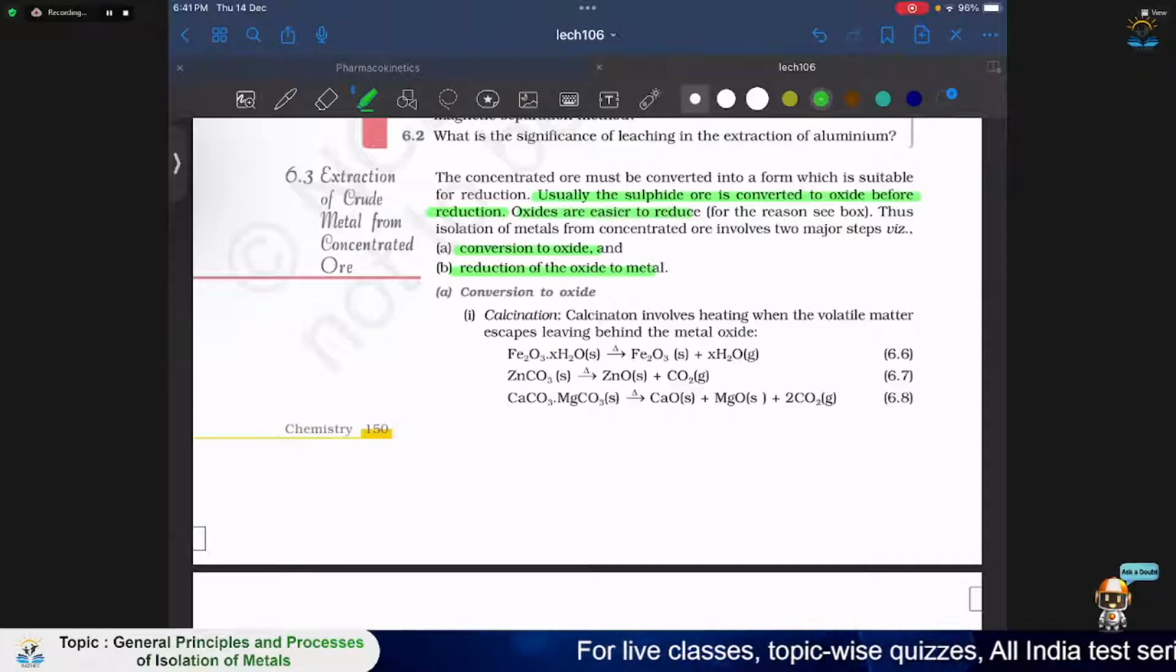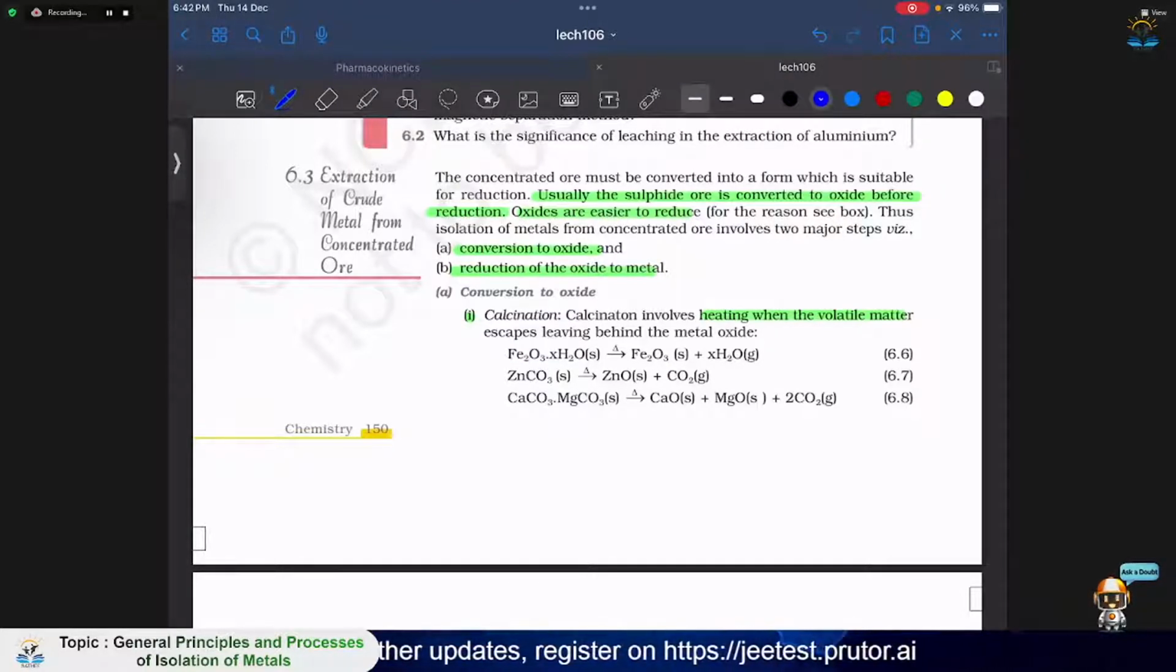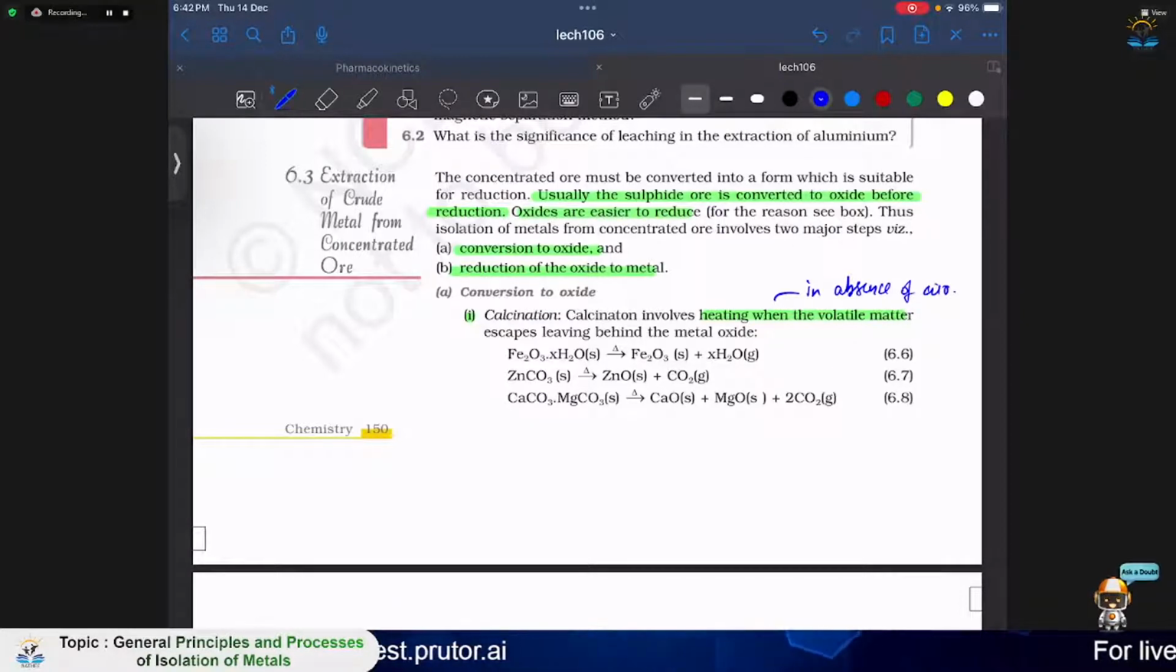First is, how do you convert things to oxide? The first process which we are going to see is calcination. It involves heating when the volatile matter escapes, leaving behind the metal oxide. So you heat the thing, that is calcination. Calcination is usually done in absence of air.